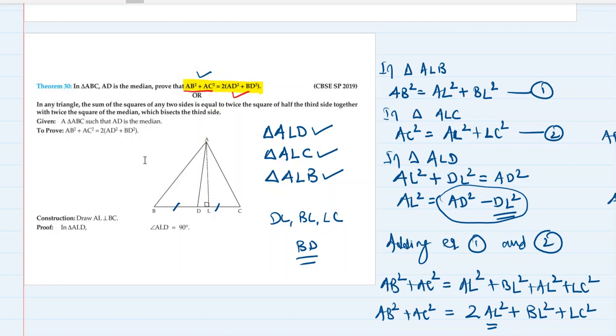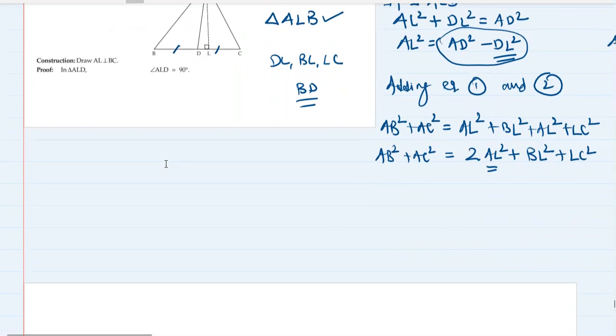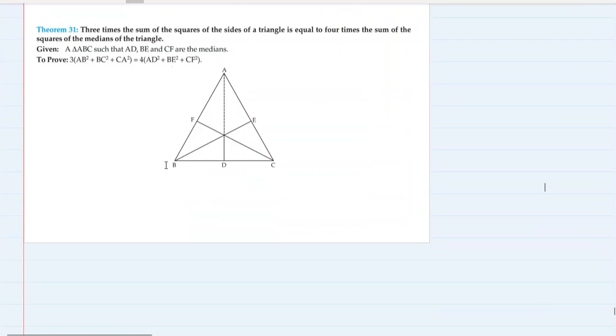half the third side, that is, one of the parts of that third side on which the median is drawn, that is 2 times AD square plus BD square. So if you apply that over here, something can be done. Applying that previous theorem directly, let's see what we get. If we consider AD as a median first, then we can say that AB square plus AC square is equal to 2 times AD square plus BD square. That's the same result which we have proved earlier.